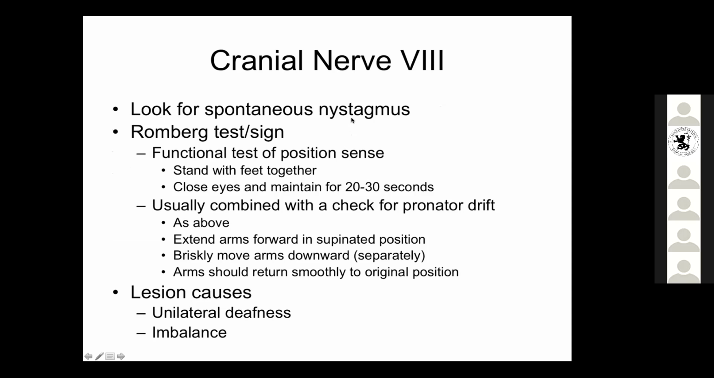And for the balance function, there's the Romberg sign, in which you ask the patient to stand with two feet together, close the eyes, and maintain for 20 to 30 seconds. If the patient maintains their balance, it means that cranial nerve 8, the vestibular part, is intact. If not, then it suggests an imbalance, which means that the nerve is damaged.